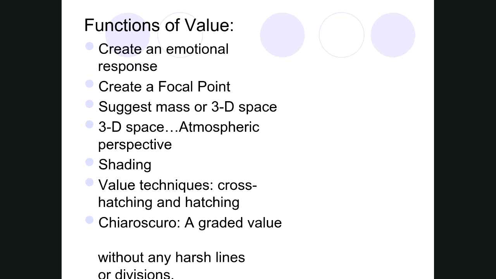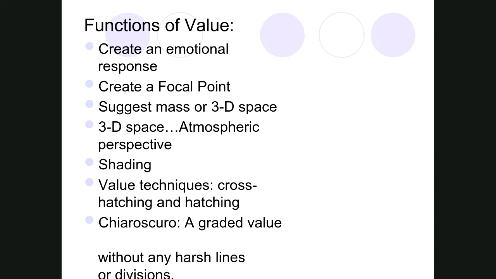So value can do a lot of different things. It can help create an emotional response by creating a mood. Values can help us create a focal point, sometimes through contrast. It can suggest a sense of three-dimensional space by using gradation and blending. It can also create a sense of depth, what we call atmospheric perspective. And as we get better at working with value, we get better at shading, hatching and cross-hatching, and then hopefully eventually you'll be able to draw in a technique where you don't see any harsh lines at all.